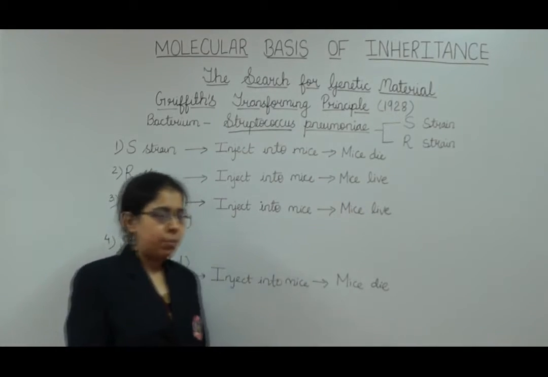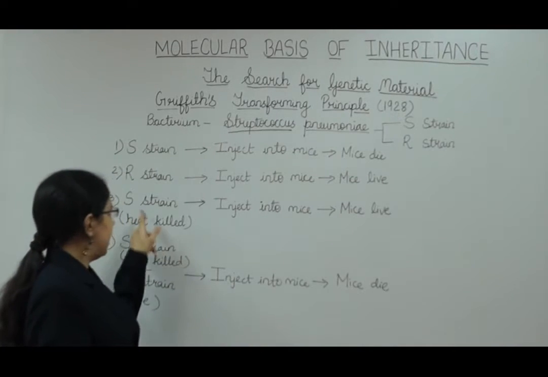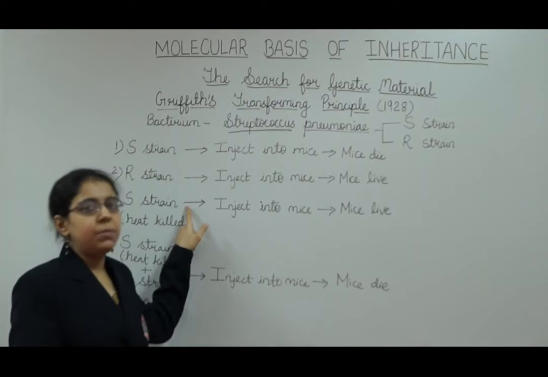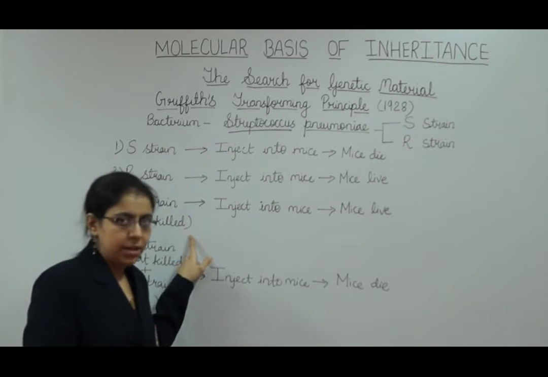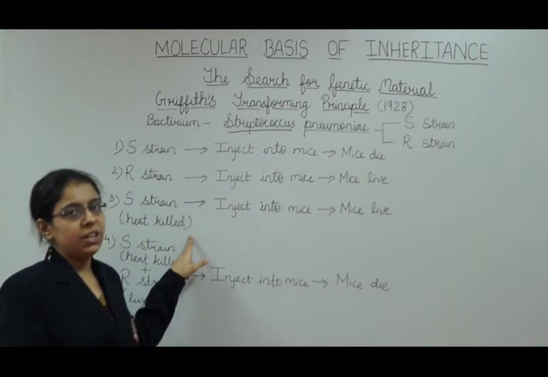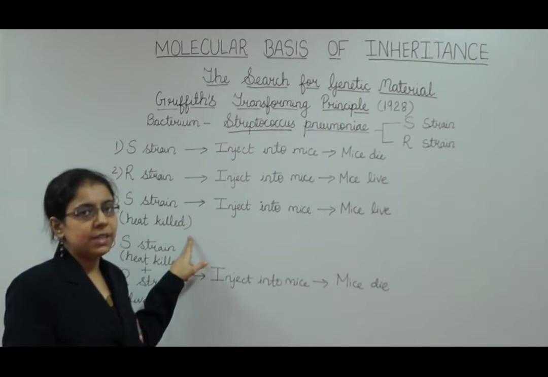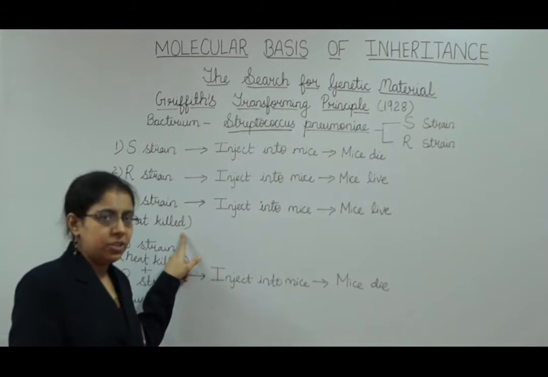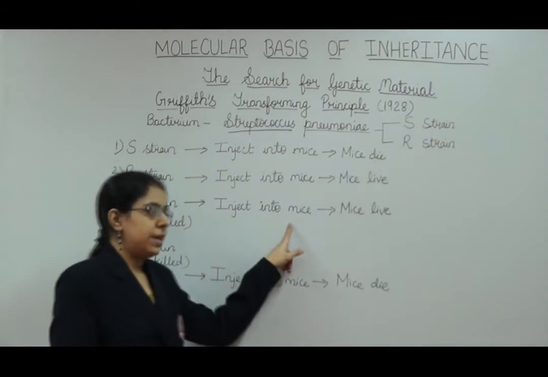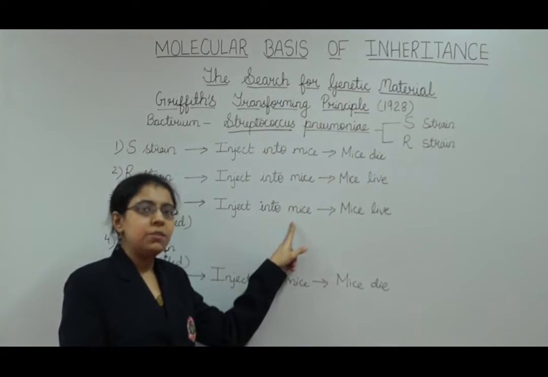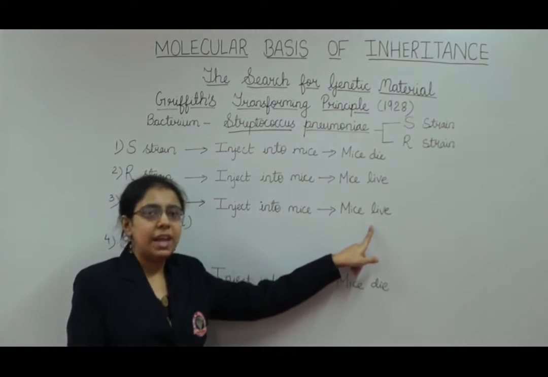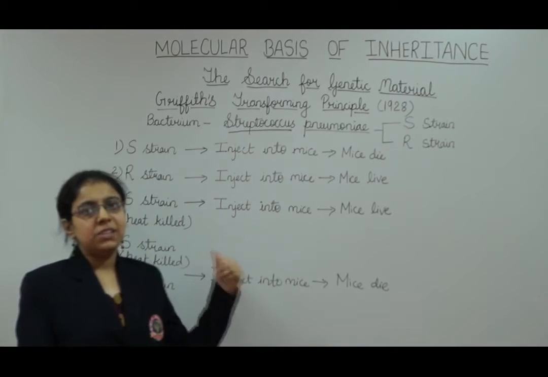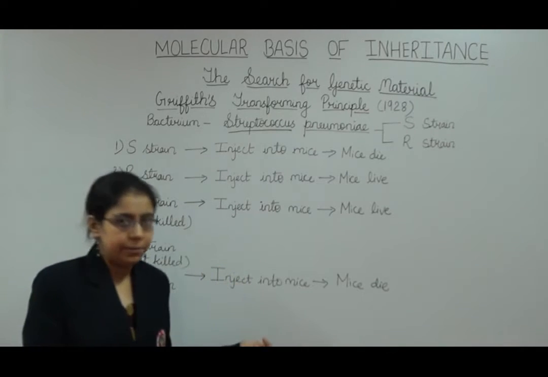In the third step, what he did was, he took the S strain bacteria again, but this time he heat killed the bacteria. That means he heated the bacterial cells, due to which the cells died. So, the S strain heat killed bacteria were injected into mice. This time he found that the mice were alive. They did not get the infection because the S strain bacteria were heat killed.